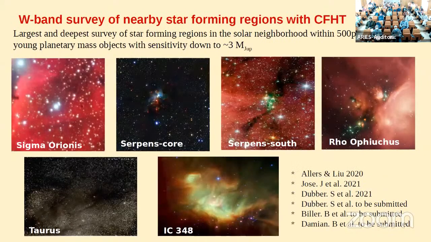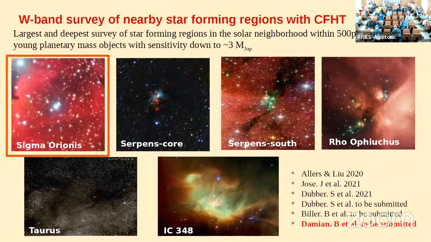So this work was done as part of a large W-band team, which surveys different star forming regions in the solar neighborhood using the custom waterband filter in WIRCam on the 3.6 meter Canada France Hawaii telescope. So this is the largest and the deepest survey of star forming regions within 500 parsec in search of young planetary mass objects with sensitivities down to almost 3 Jupiter mass. These are some of the regions that the team has surveyed.